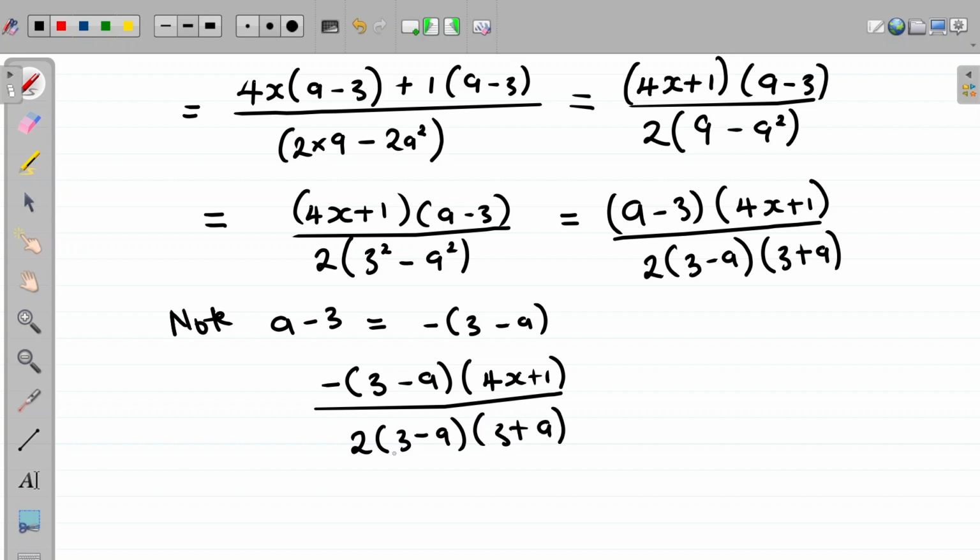Now, it's obvious that 3 minus a can cancel out 3 minus a. So we'll be left with negative (4x plus 1), all divided by 2 times (3 plus a).